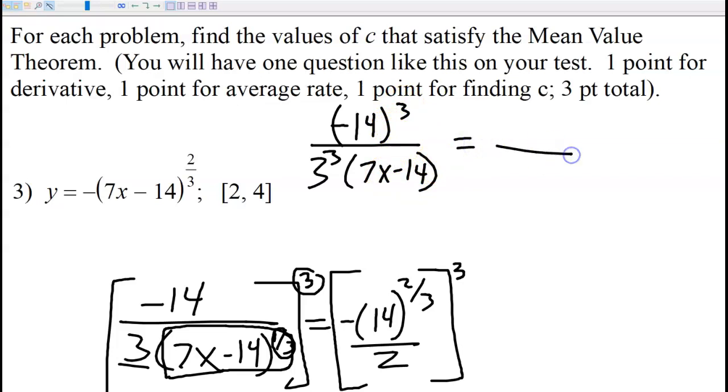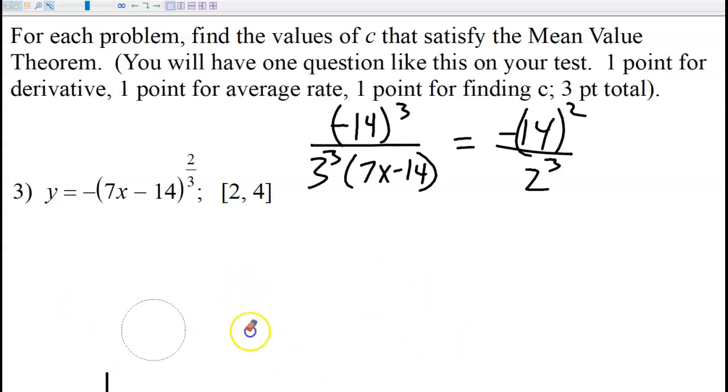Same thing on the other side. We're going to cube the 2 on the bottom. And whenever I apply the cube to the 2/3, it's going to cancel that denominator out and leave me with negative 14 squared. Okay, so that's the first thing you want to do, is get rid of that little denominator in the power.